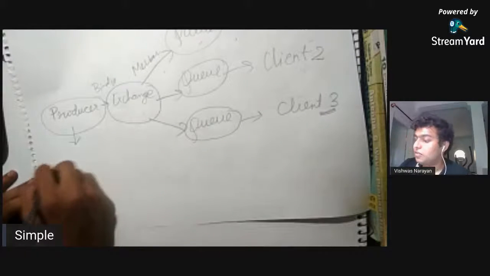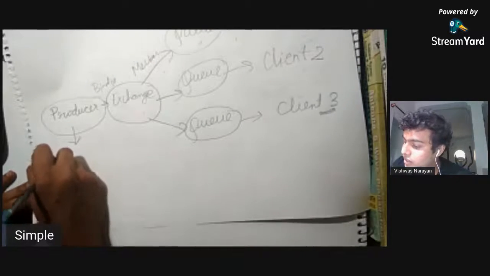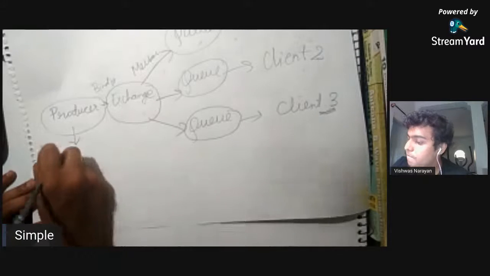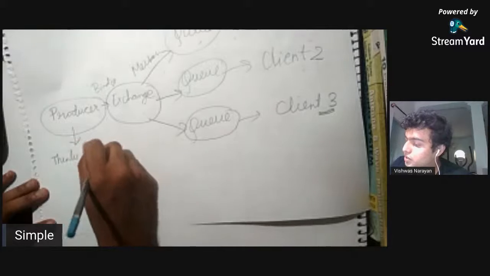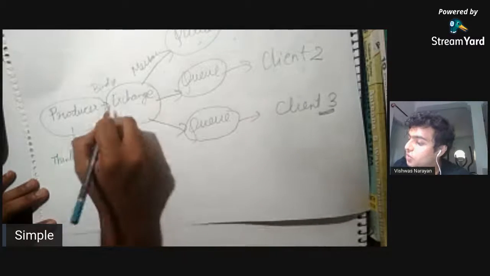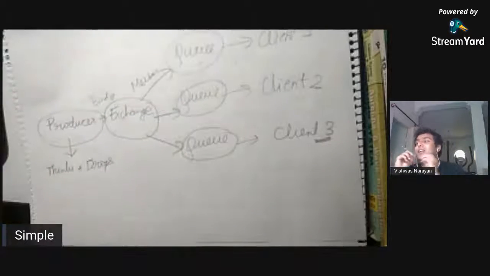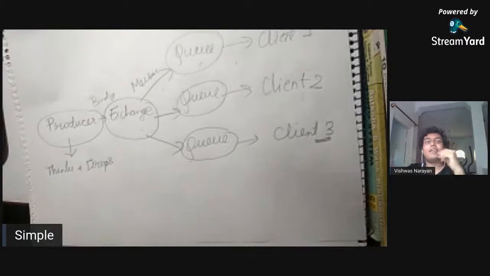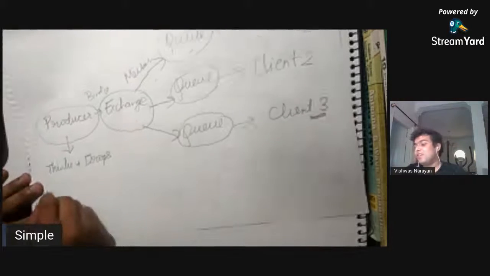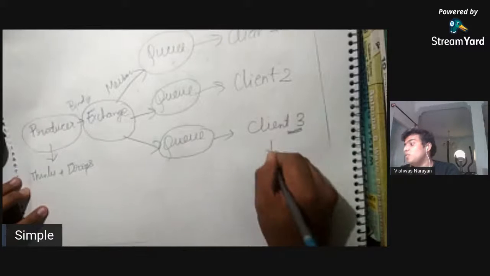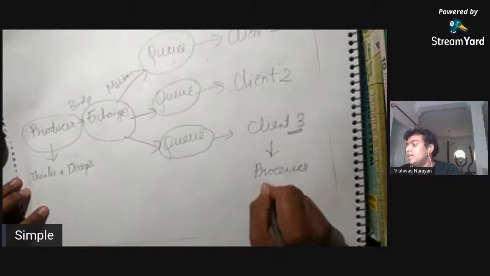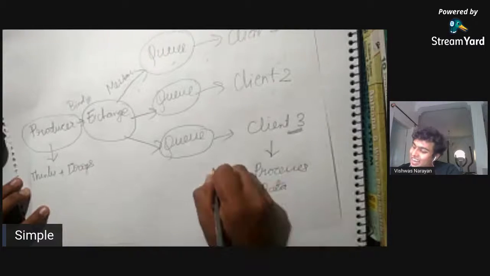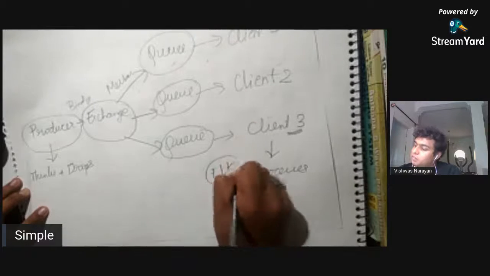So a producer is the one who thinks and drops a message to an exchange. So exchange is one where you need to really take your concerns upon. So a consumer or a client is basically the one who processes the data. So there are ELK stuff which pops up.